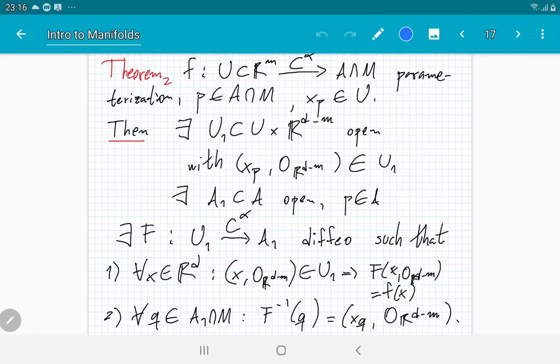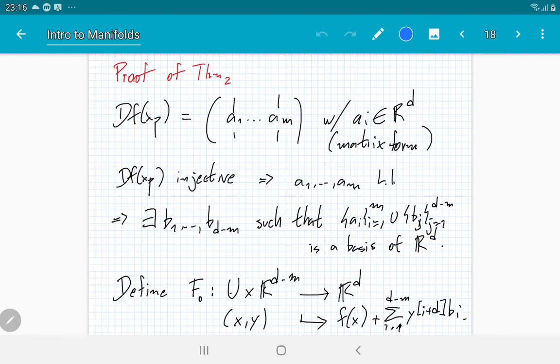Let's stare at this statement again. So remember, you have to build the diffeomorphism by adding coordinates. And we want these two properties. All points of the form x, 0 in R^(d-m) get mapped to the manifold and get mapped just like the parameterization would map them. And on the other hand, inverse images of points in the manifold necessarily have this form with x, 0 in R^(d-m). How do we prove theorem 2? Well, we want to build a diffeomorphism, so it's natural that we try to use the inverse function theorem, which gives us diffeomorphisms.